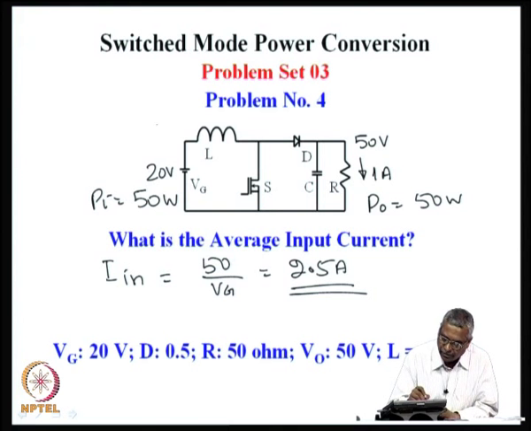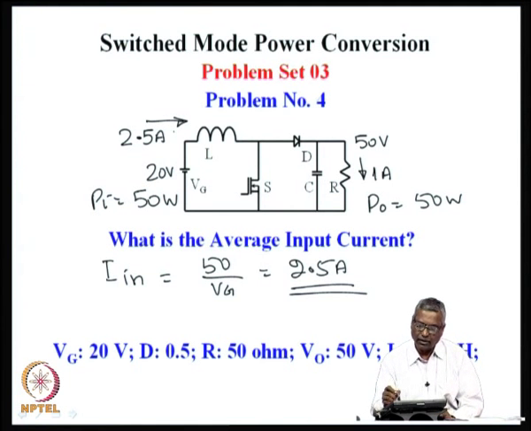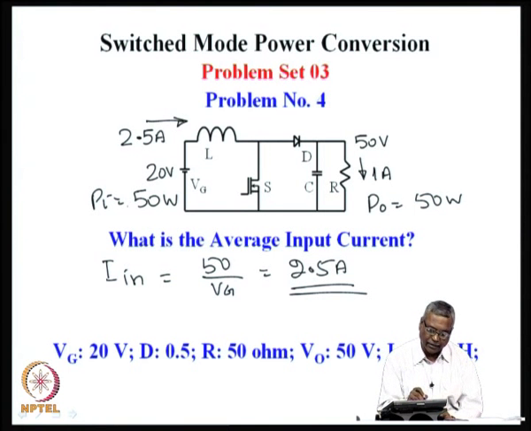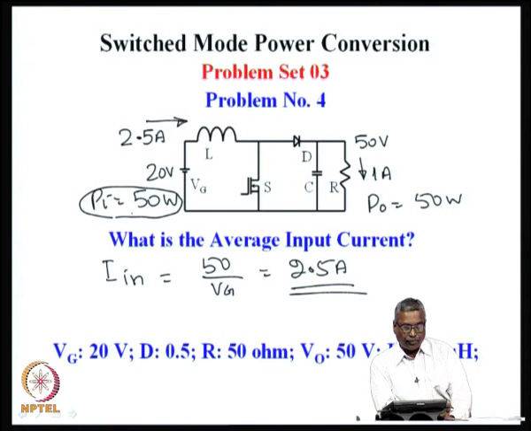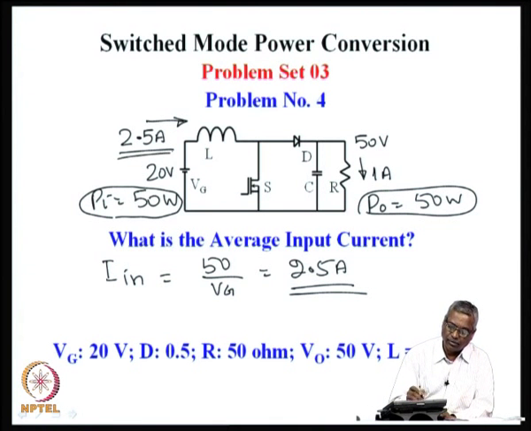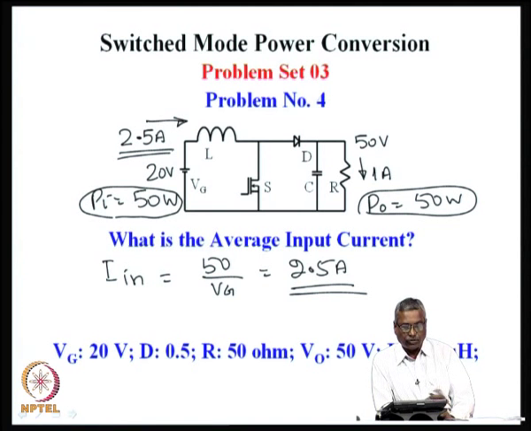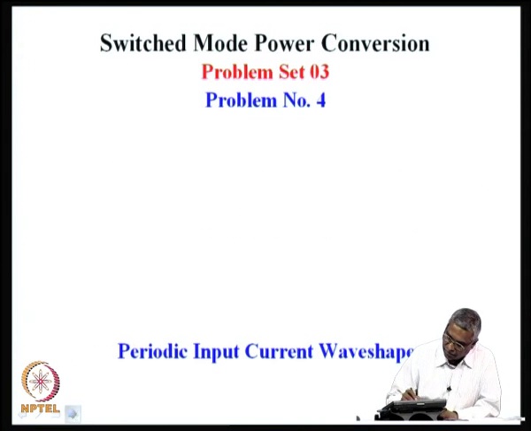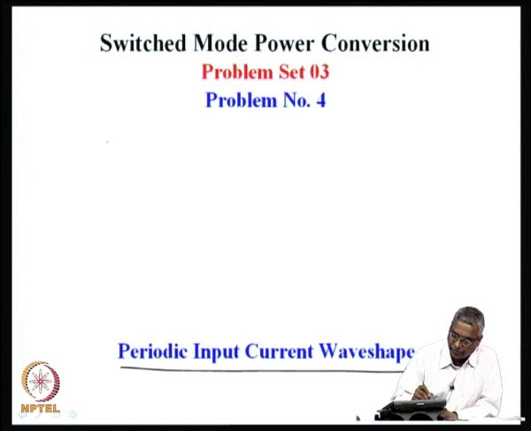So, we can calculate the average current here is 2.5 amperes and the output voltage is 50 volts. The input power, assuming that there are no losses in the converter, all the components are ideal, is the same as output power, Pi and P naught are equal, and from that it is possible to find out what is the current drawn from the source. The average current is 2.5 amperes. The next thing that we would like to see is how the input current will look like. For example, the periodic input current wave shape is the next thing that we would like to see.